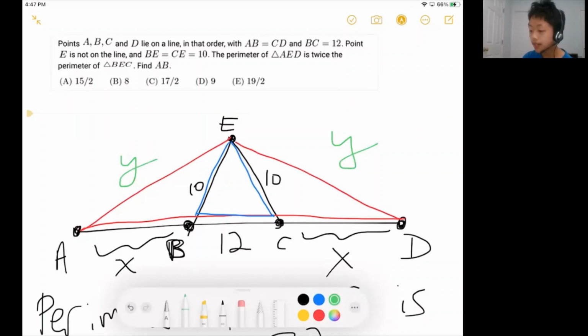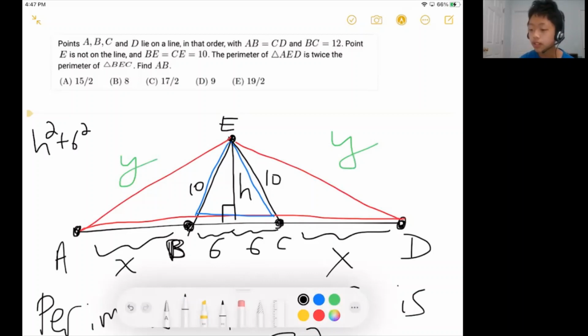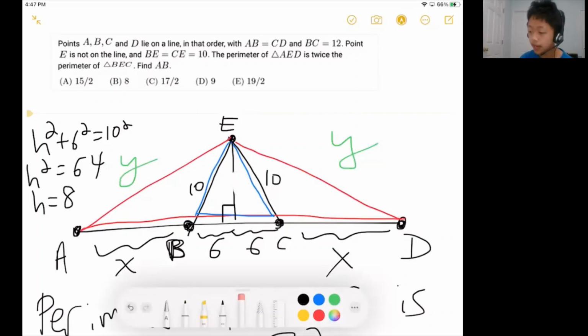What we can do is draw this altitude downward, from E down to BC. Since triangle BEC is isosceles, that's going to split line BC in half, into two pieces of length 6. If I call this height h, I can use the Pythagorean theorem and get h squared plus 6 squared equals 10 squared. So h squared is 64, and h is equal to 8. So by the Pythagorean theorem, we find that this length here is equal to 8.